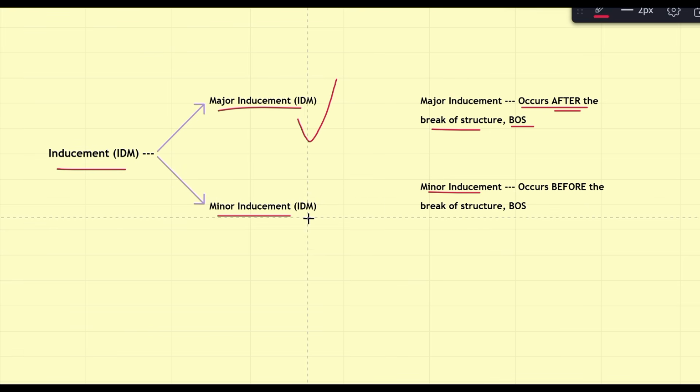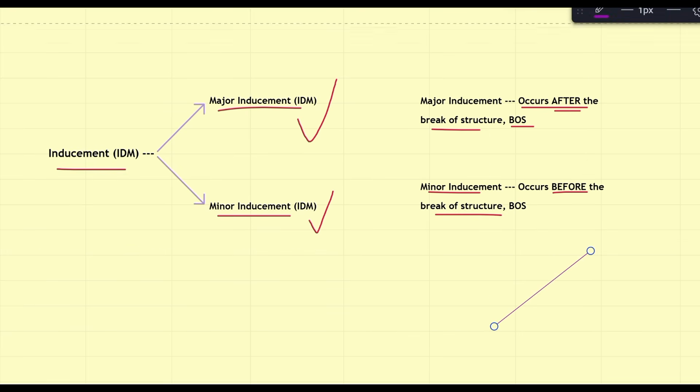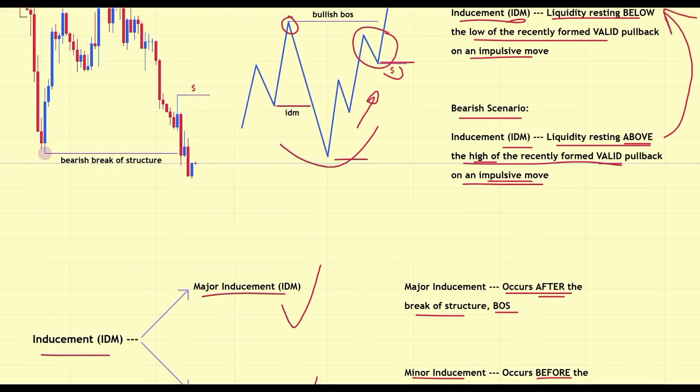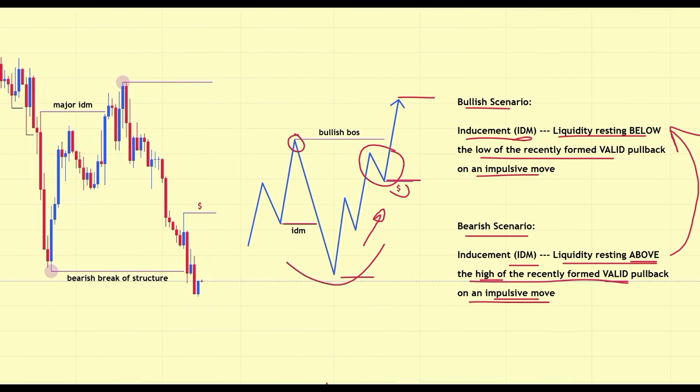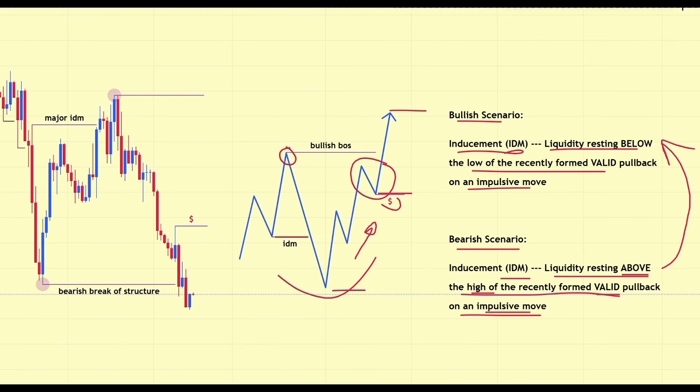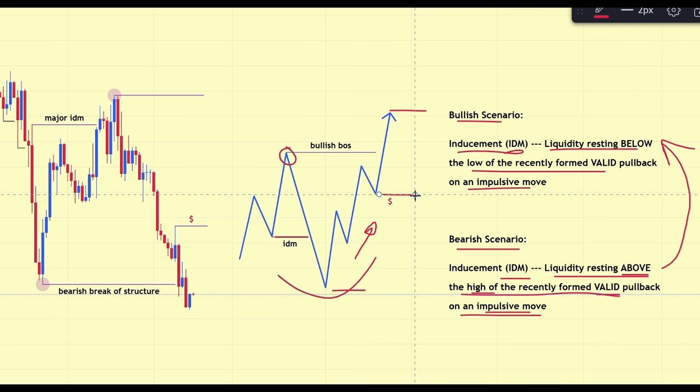And now the minor inducement is literally the opposite. It occurs before the break of structure. So now with this context, we can get back to our examples above here. Exactly right here. So now with knowing that, is this the minor inducement or the major inducement? This one here is the minor inducement.